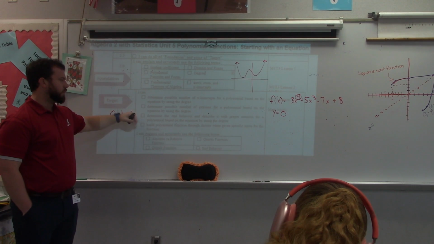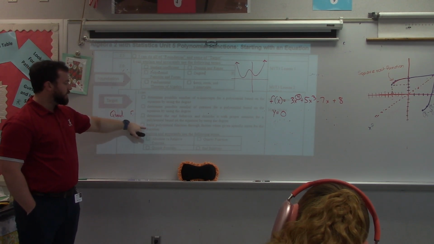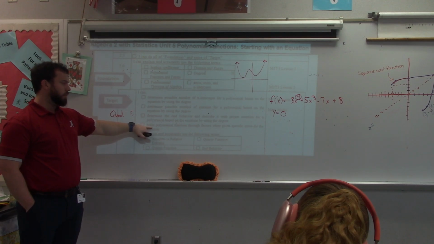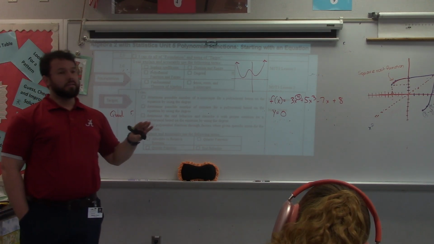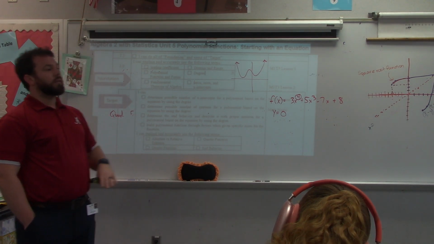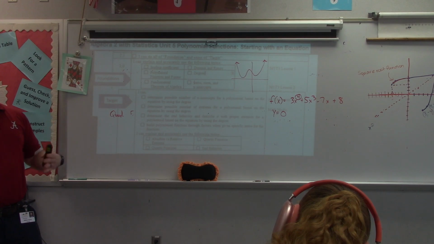Determining the end behavior. That's something we want to know. We have not gotten to this idea of building a polynomial function through factors. That's something you actually already know. I'm going to be very direct with the instruction on there. So for everyone who's always like, man, Mr. Kenny, I wish you'd just tell us the answer, I'm going to tell you how to do that because we got to get moving.